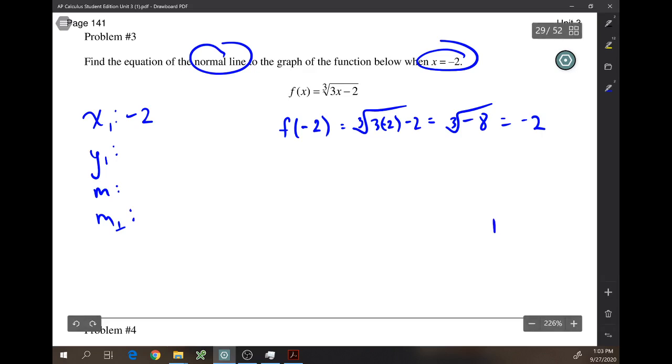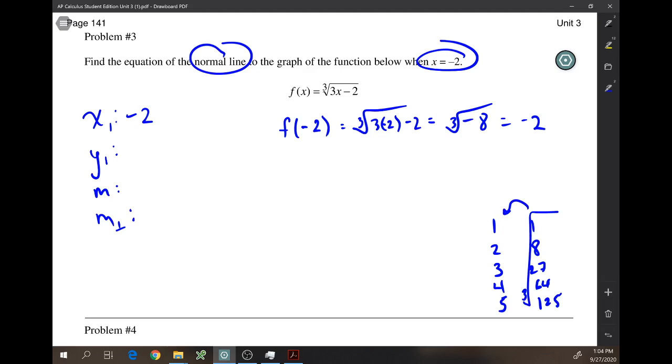That's something I think I told you guys in one video to make sure we memorize up to 5 at least. So 1 cubed is 1, 2 cubed is 8, 3 cubed is 27, 4 cubed is 64, 5 cubed is 125. So if we cube root all of this side, we go back to those. Now with negatives and cube roots, the negative symbol just remains. So our y1 is also negative 2.